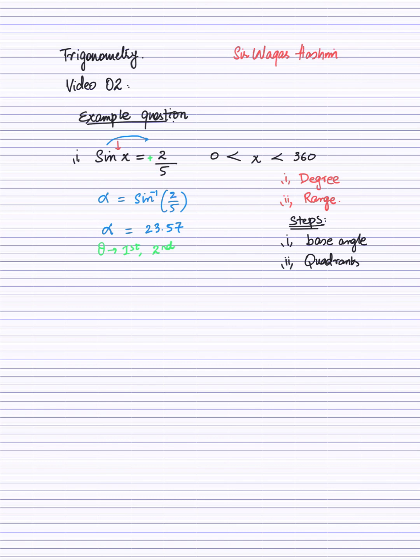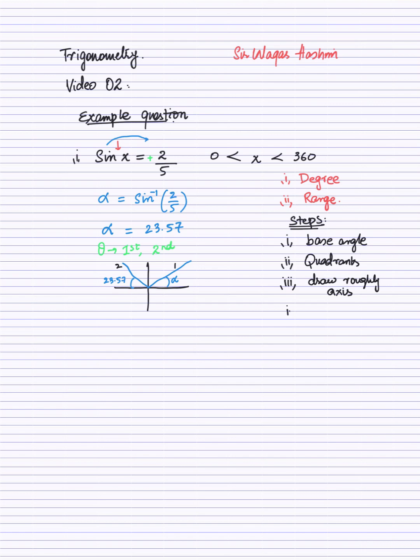Once you identify your quadrants, the third step, which is for your benefit, is to highlight the base angle, or draw roughly the axes. What does it mean? If I draw the rough axes here, I need to move in either the first or the second quadrant. So I'm going to highlight alpha here. That is my alpha for the first one, and for the second one that is my alpha, and the value of alpha is 23.57. That is my third step.